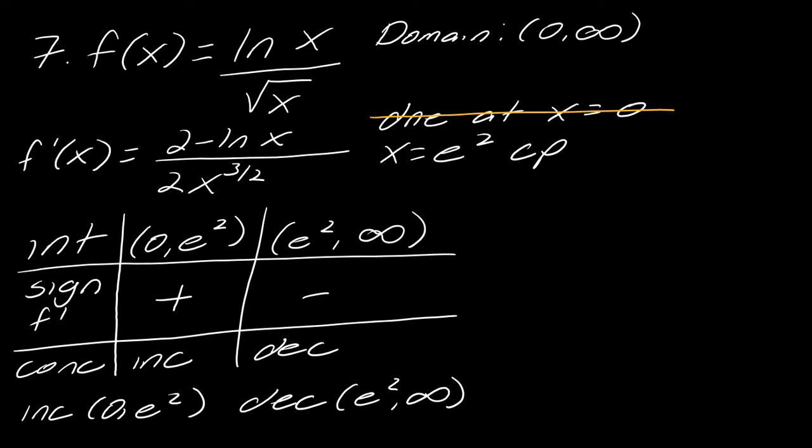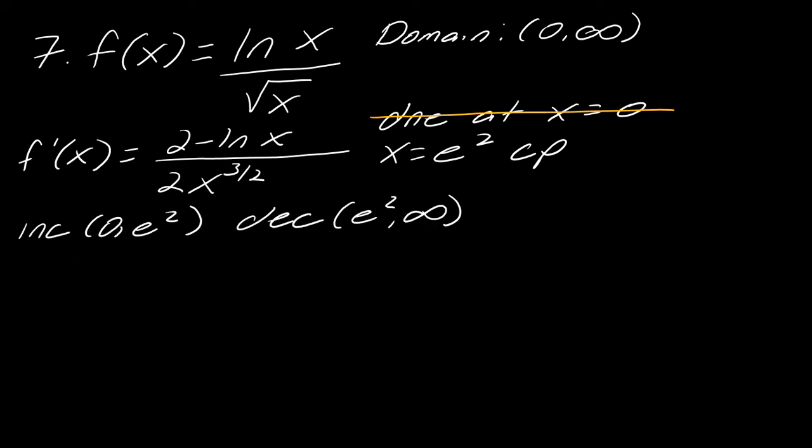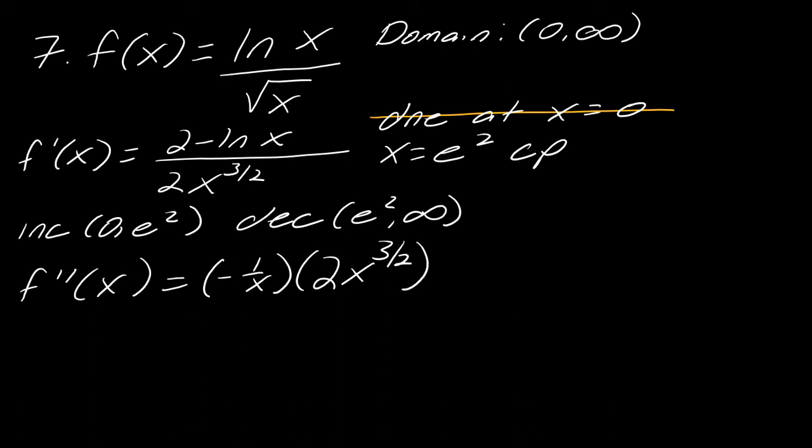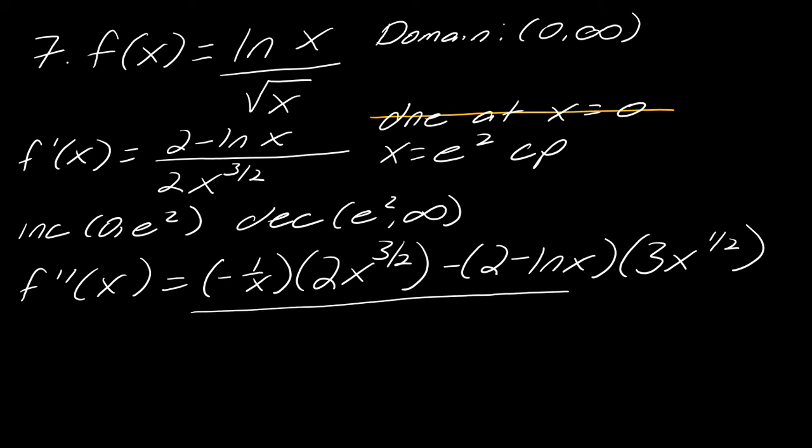So, okay, let's clear some space. And now we'll find the second derivative. So taking the derivative of the top function, this will be negative 1 over x, and I multiply that by the bottom function, and then I subtract that off, and I leave the top function alone, and then I multiply that by the derivative of the bottom function, which will be 3x to the 1/2. That's the derivative of the bottom function, and then take all of that over 2x to the 3/2 squared.